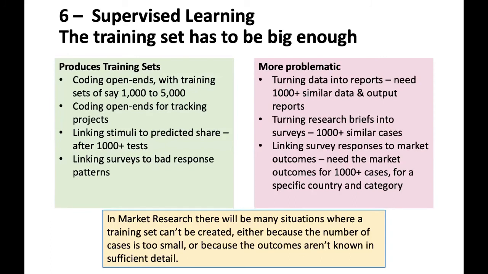We have more problems when we're trying to turn data reports into automated outputs, because really we'd need 1,000 similar reports where the brief was the same, the scales were the same, the category and the industry were similar enough that we could do that. We'd like to turn research briefs into a machine learning output, but again, we'd need 1,000 times or more where the client has sent us a very similar brief. Or linking survey responses to market outcomes. Again, we'd need a benchmark with 1,000 cases for that market, for that category, with this pattern of responses. And frequently in the market research world, we just don't have enough cases.